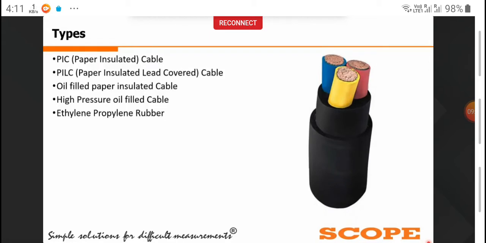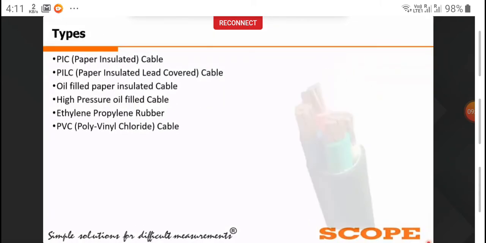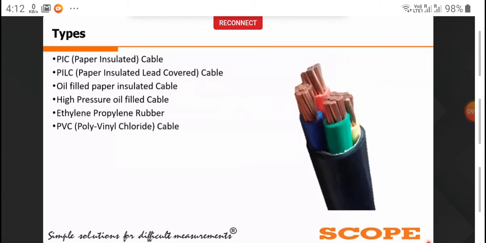Ethylene propylene rubber cables have good mechanical strength. They are durable, and they also have high insulation resistance properties. Ethylene propylene rubber is one type of vulcanized rubber cable, and is mainly used for LV and MV applications.